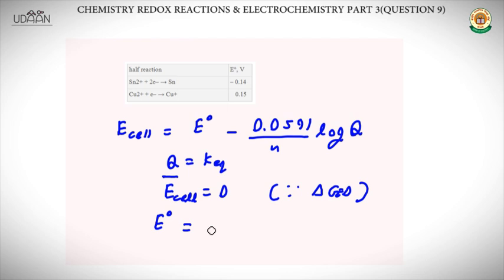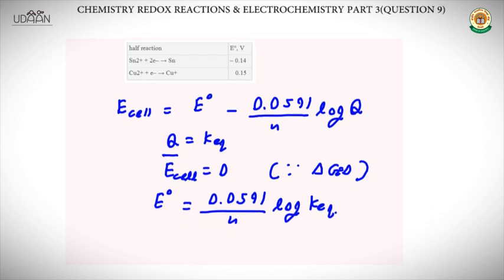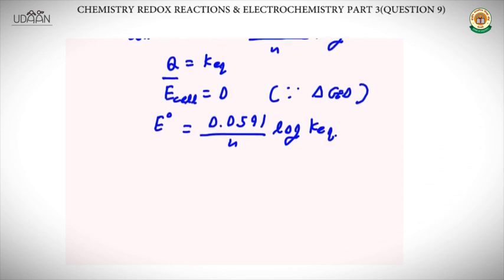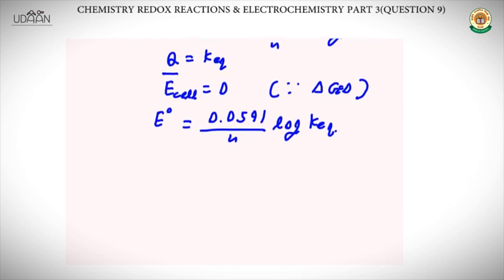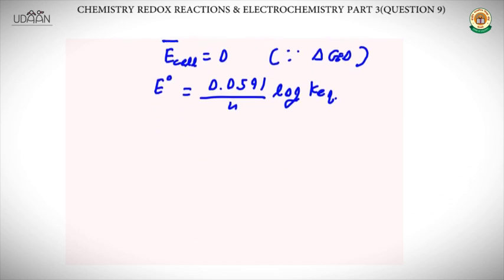So we'll move on. Hence we can write E naught as 0.0591 by n log K equilibrium. Right. This is the formula I told you in the beginning, and this is a small derivation for the formula. It's not exactly a derivation, it's just a conceptual thing if you see it very carefully. Yeah, as long as you know the equilibrium conditions, you should be able to derive this very easily. Okay, so if E naught is known, we can easily calculate the value of K equilibrium. Right. So we'll focus our attention on calculating the value of E naught.